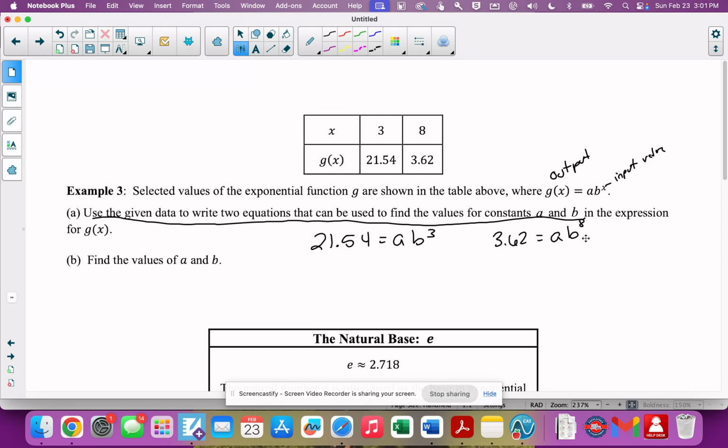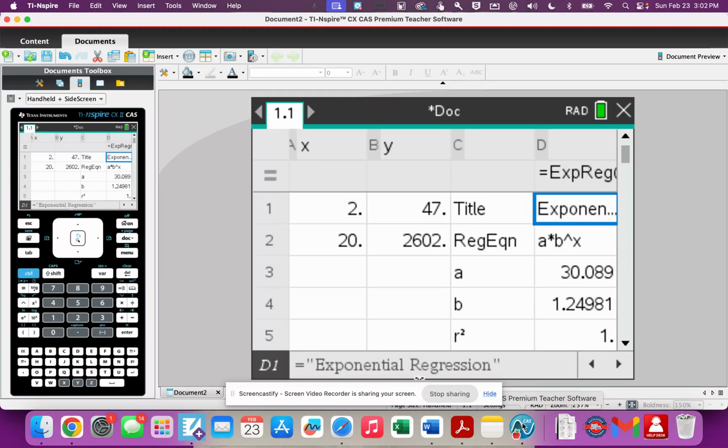And again, we already know how to do this if it was a geometric sequence, but I'm not dealing with the fifth root of anything. And again, 21.54 and 3.62 are not going to divide evenly. If they had given you some values that could divide evenly, those would be the kinds that you would do without a calculator. But decimals like this, no. So let's go back to the calculator and put those in.